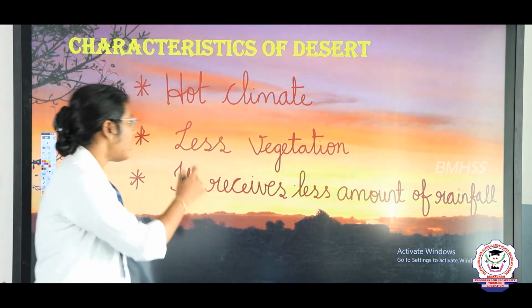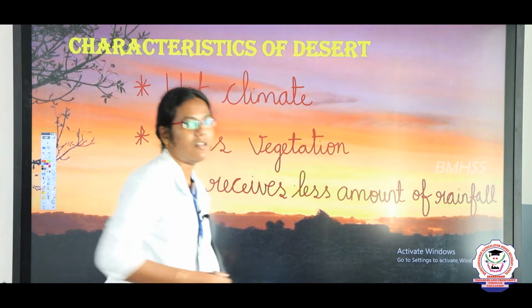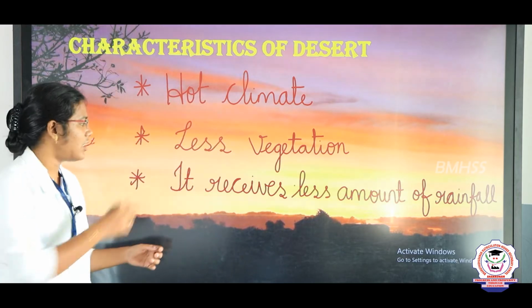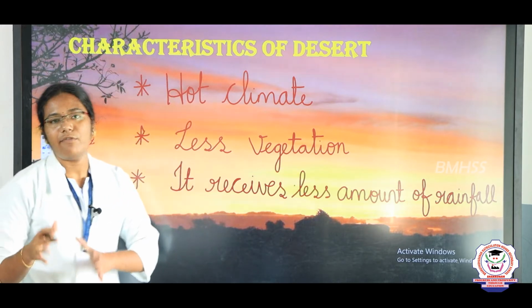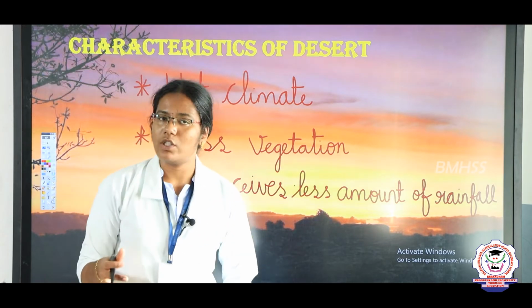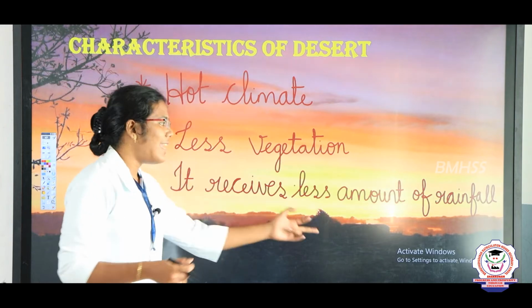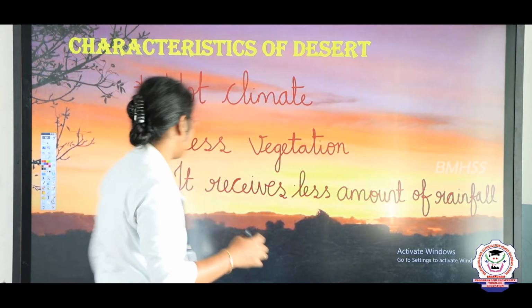So these are the characteristics of a desert. It has a hot climate. The second point, it has less vegetation. The third point, it receives less amount of rainfall. Sometimes it doesn't rain at all. So it receives a less amount of rainfall.